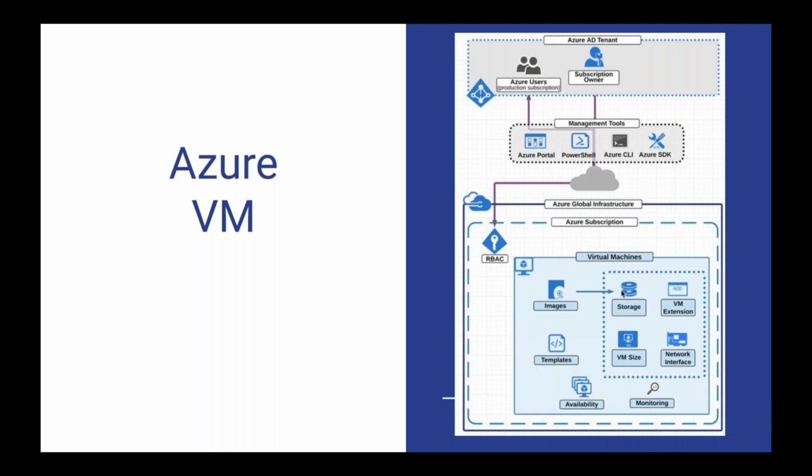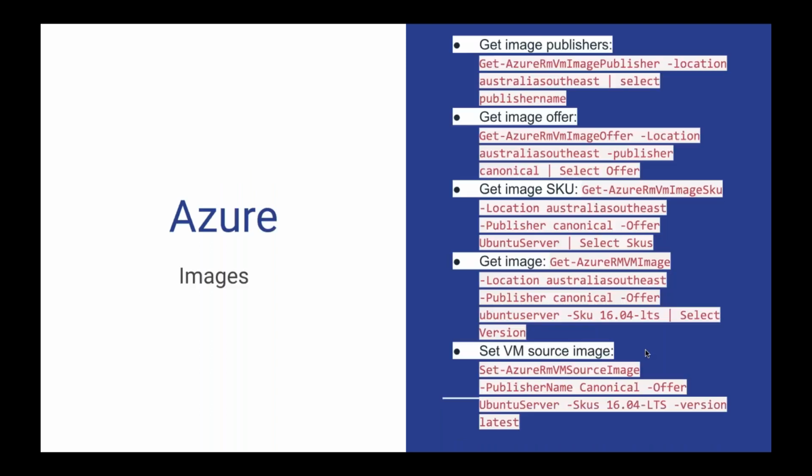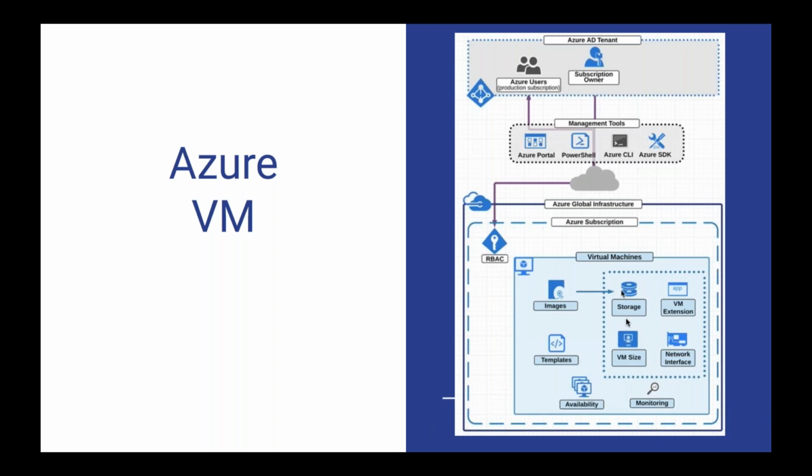So this image basically contains 4 components, as you can see in the diagram. It has some kind of storage. It has the required VM extensions. It has the VM size. It has a network interface. When I actually use the image, there are a lot of options, right? As you could see in yesterday's class.